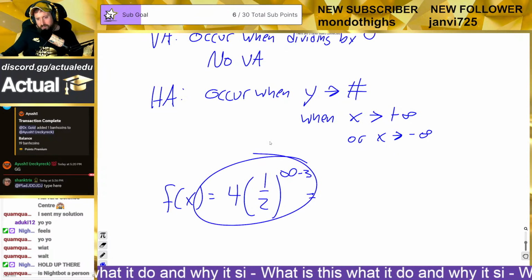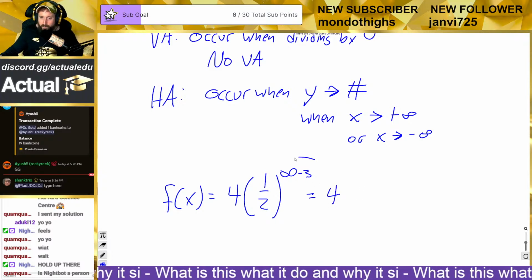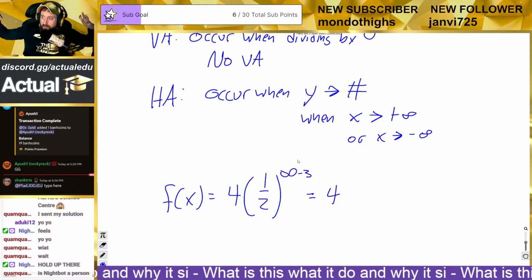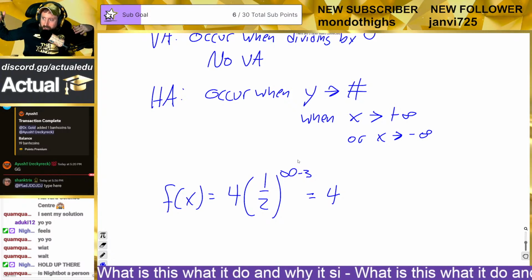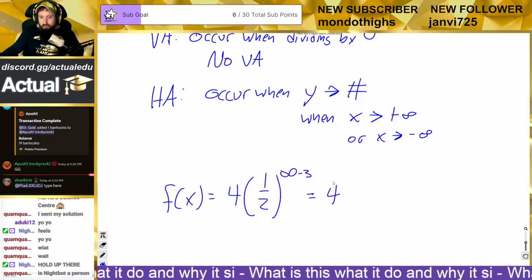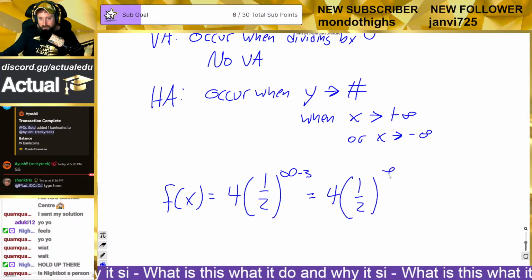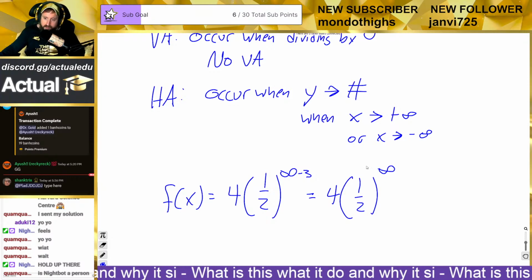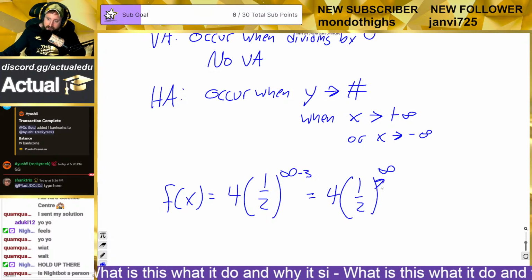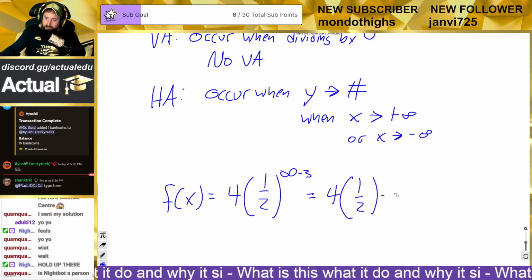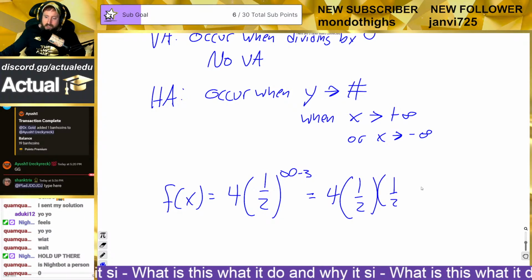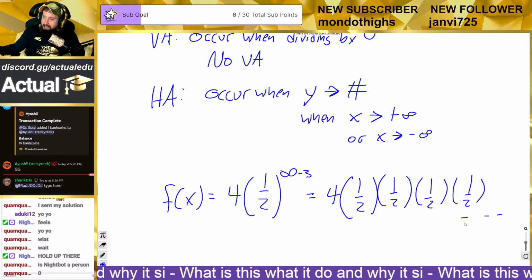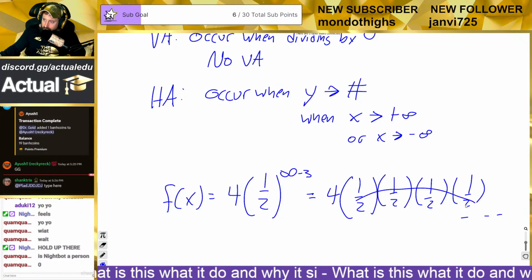Okay. This ends up being 4. So infinity minus 3 is the same thing as just infinity. Infinity is a concept. Infinity is a huge number. So a huge number minus 3 is still a huge number. So you can just write this as 1/2 to the infinity. And now what we learn is that if something is a fraction and it's going to the infinity power, this is 1/2 times 1/2 times 1/2 times 1/2, on repeat. And as that happens, this is eventually just going to become 0.